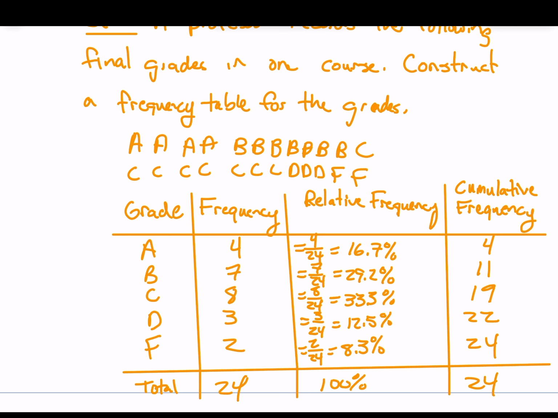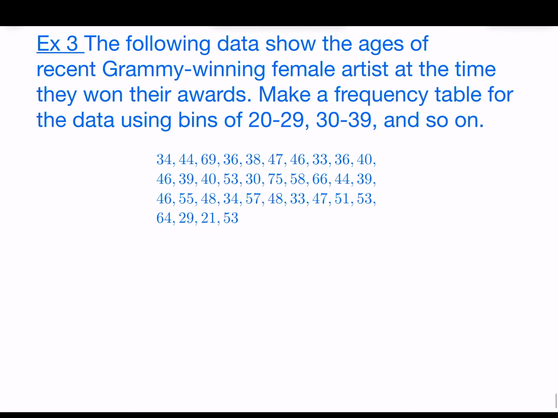Let's do another example. Example 3. The following data show the ages of recent Grammy-winning female artists at the time that they won their award. We want to make a frequency table for the data using the bins of 20 to 29, 30 to 39, and so on. And so here's the list of ages of the female Grammy winners.